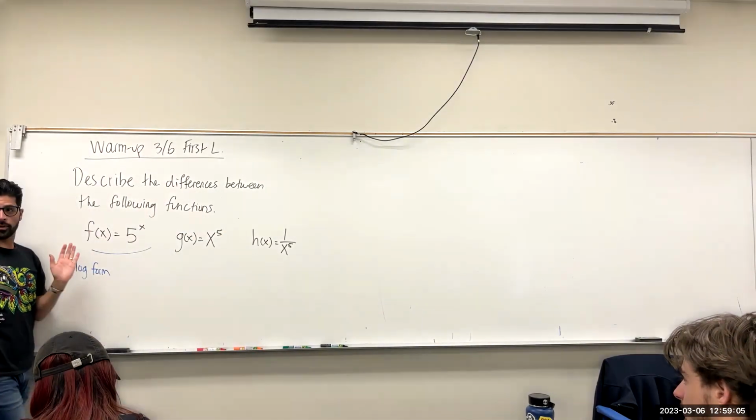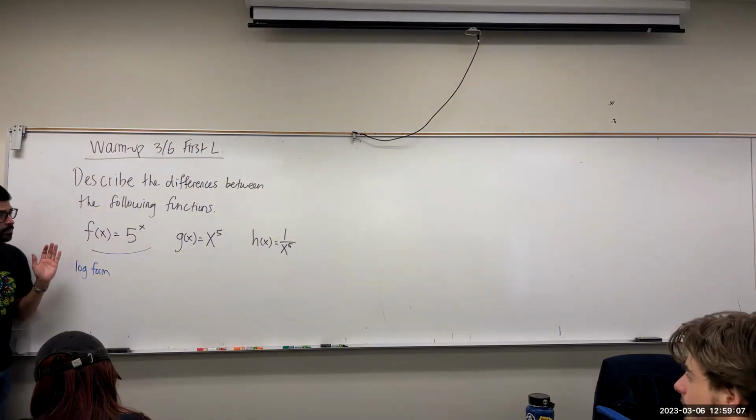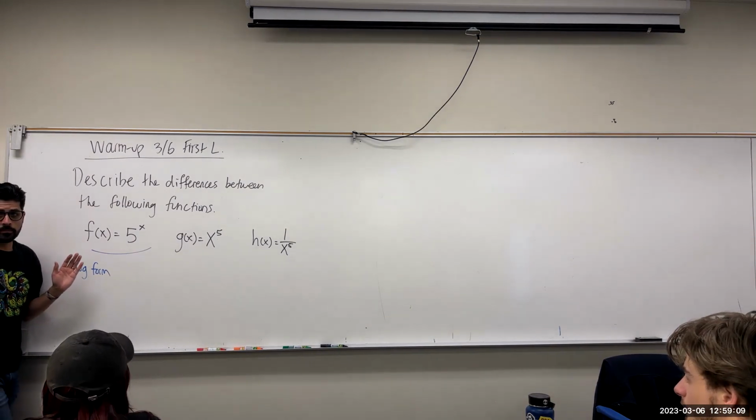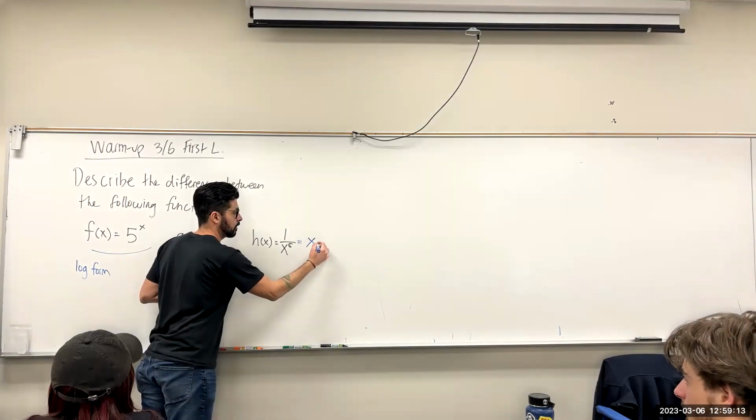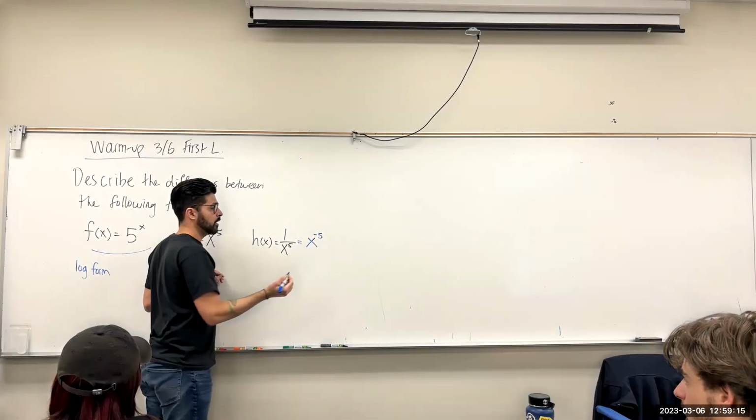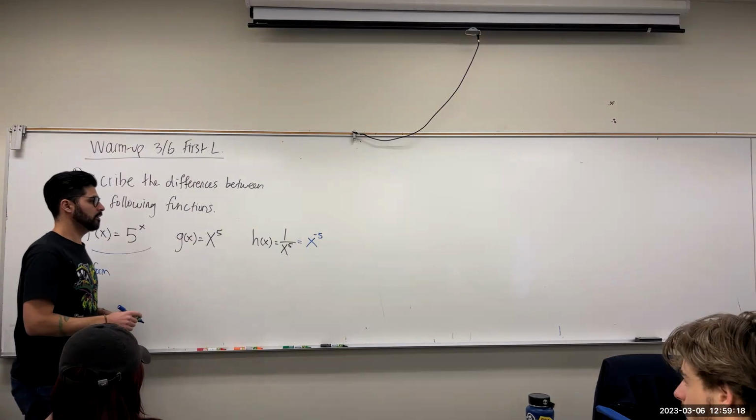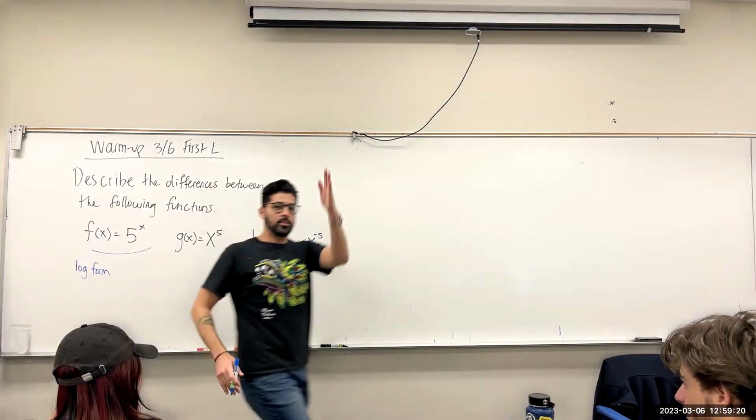Someone want to share out one of the differences? Yeah. h of x equals x to the power of negative 5, because the exponent's in the bottom. So if you rewrote it, you could be writing it with a negative exponent. Okay, good. All right, let's go to this row right here.